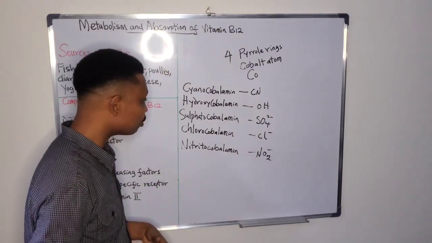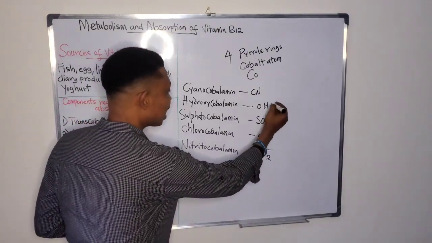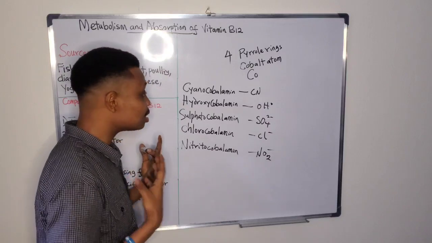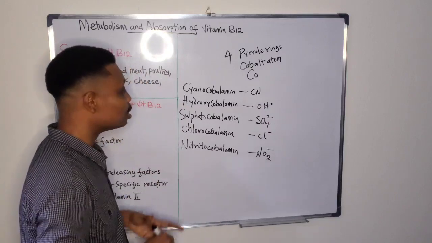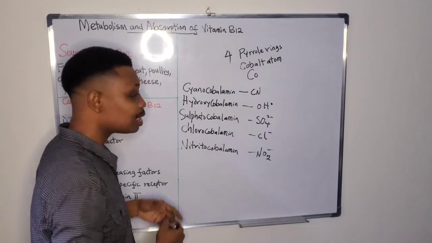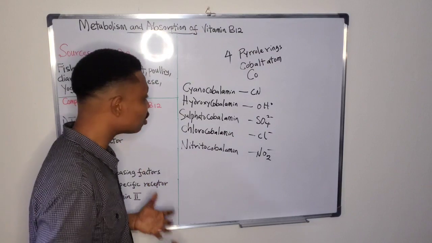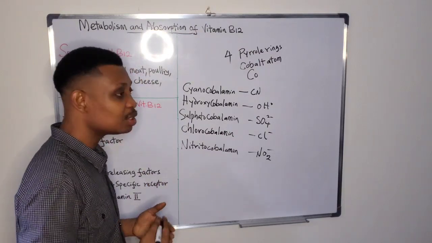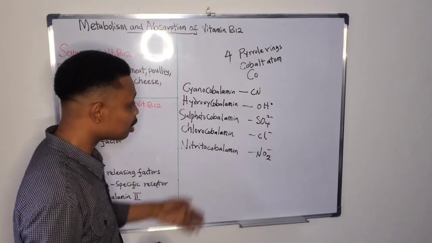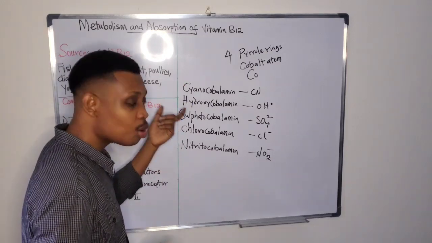Among all these several forms, the most potent form is the hydroxycobalamin, especially when it is taken orally. The most potent form is the hydroxycobalamin, and that is because it lasts longer in the body system. When taken orally, it lasts longer, and also it has the ability to withstand enzymatic reactions compared to the other forms. And based on these two reasons, it is more potent.